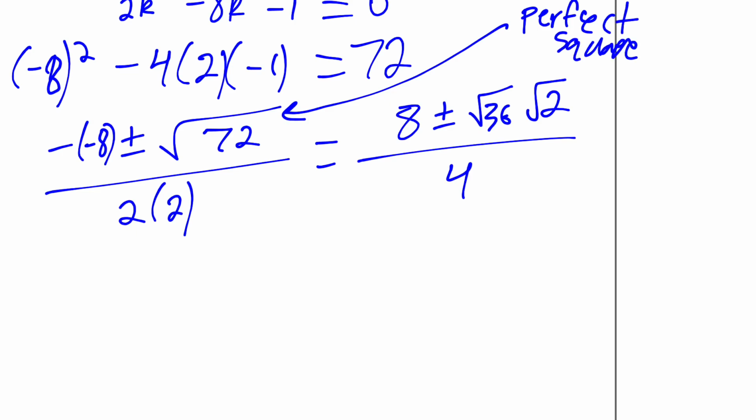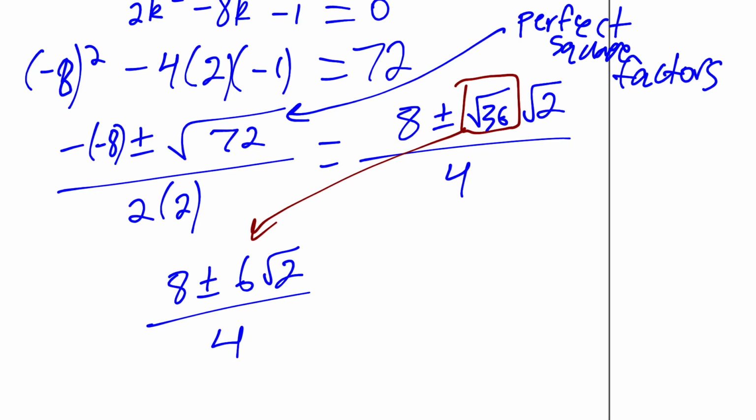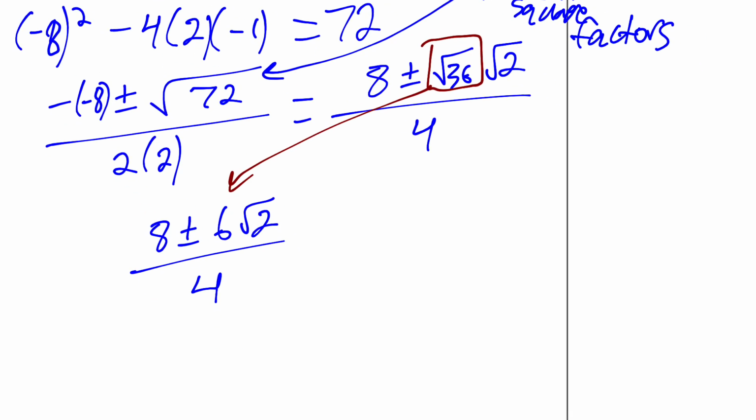And then I simplify. We've been simplifying radicals throughout the year. This is another opportunity to do so. So this becomes 8 plus or minus 6 root 2 all over 4. Notice that root 36 got turned into a whole number and the root is now gone. Also notice that 8, 6, and 4 have some common factors. I can divide everything by 2 and simplify this just a little bit. So my final answer is 4 plus or minus 3 root 2 all over 2.